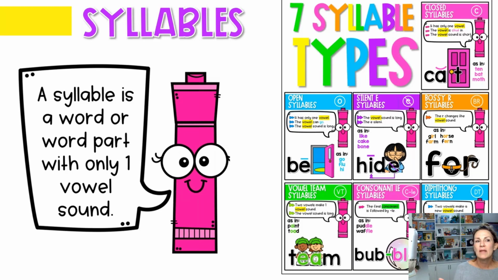So a syllable is a word or a part of a word that only has one vowel sound. That's what a syllable is. And we have outlined 7 different types of syllables. There's a closed syllable, an open syllable, a silent E syllable, a bossy R syllable, a vowel team syllable, a consonant LE syllable, and a diphthong syllable.